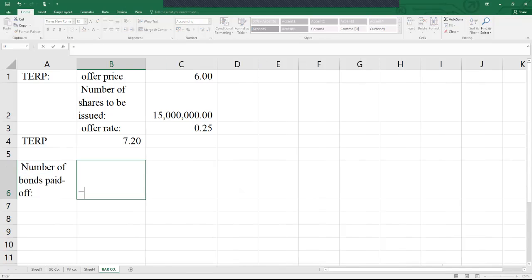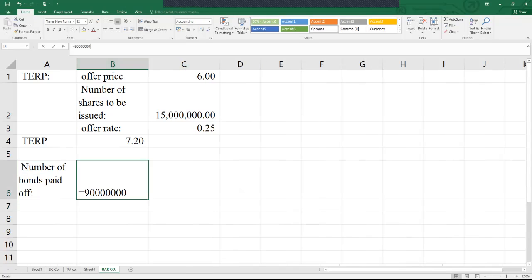So first, the amount of money you have is 90 million. Then the amount you pay per bond is how much? How much do you pay per bond?